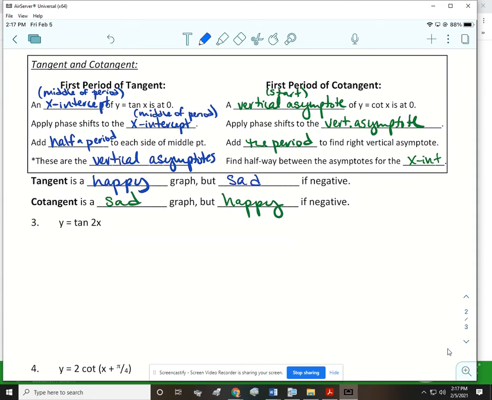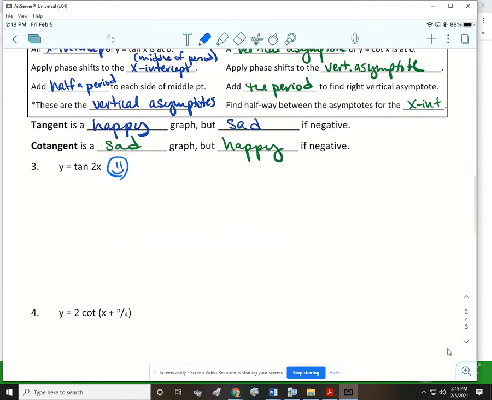So on number 3, we're going to graph y equals tangent of 2x. Now, because it's a positive tangent, it's a happy graph. For the period, we take pi and divide it by the coefficient of x. So a very short period of pi over 2. And this one does not have a phase shift.